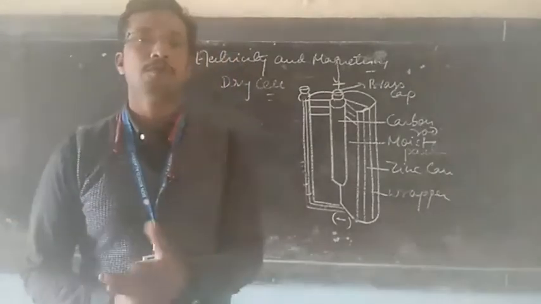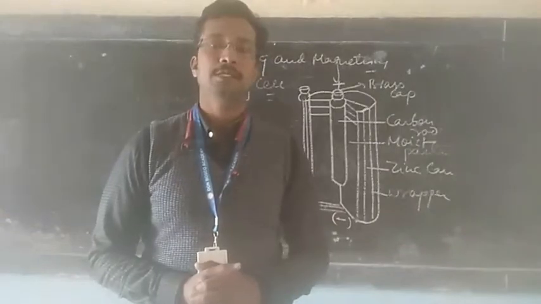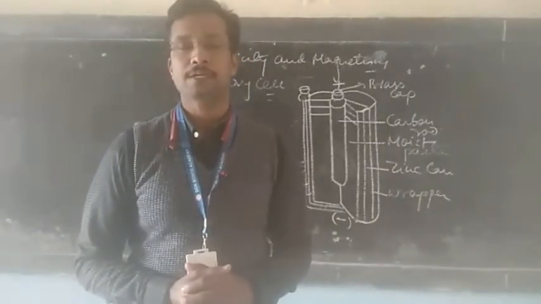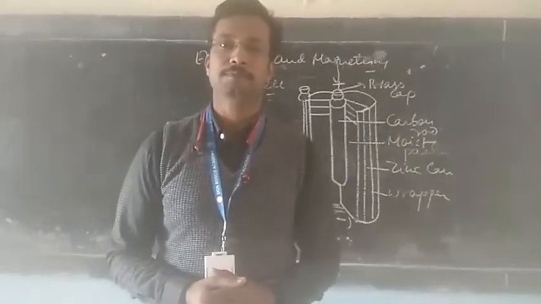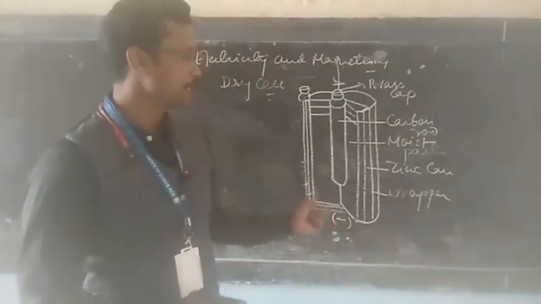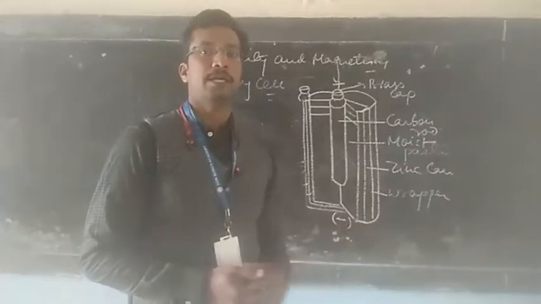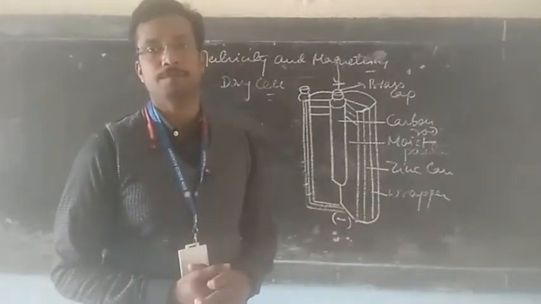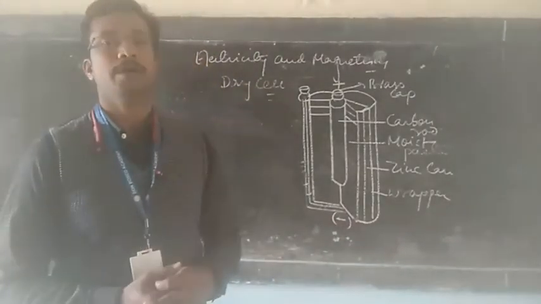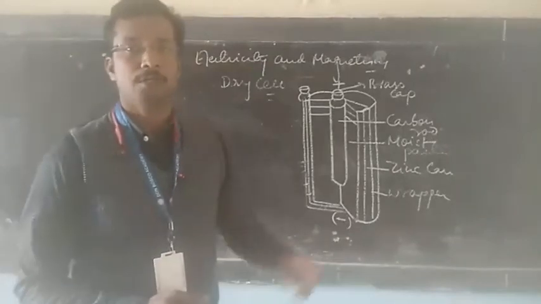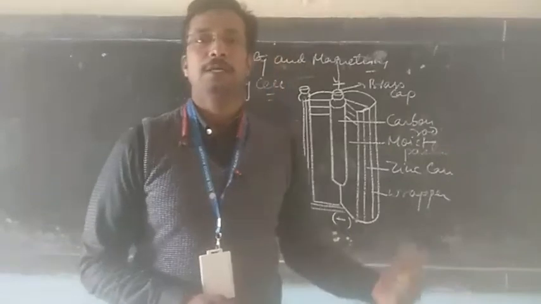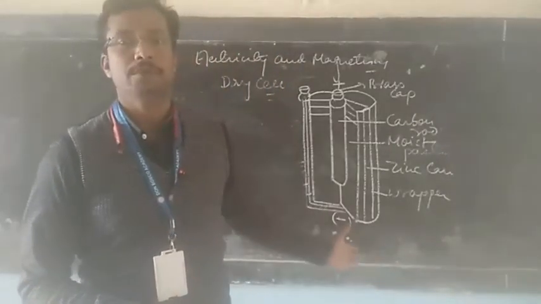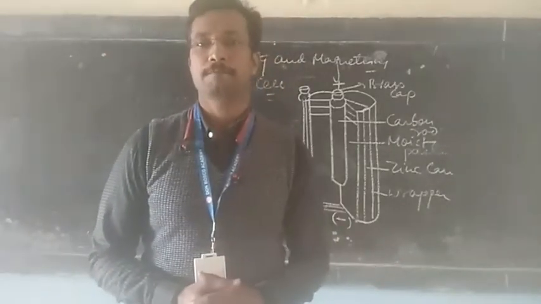In fact, the whole battery is a container made of zinc, which can also be called a zinc can. And the base of the zinc can is taken as the negative terminal. So in this battery also we have two terminals, the positive, which is the metal cap, and the negative terminal, which is the base of the zinc can.